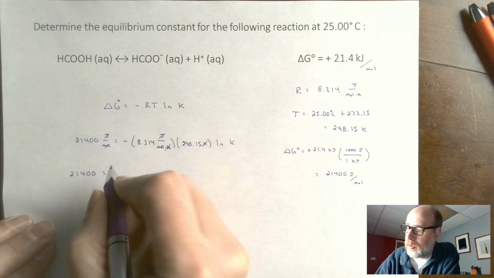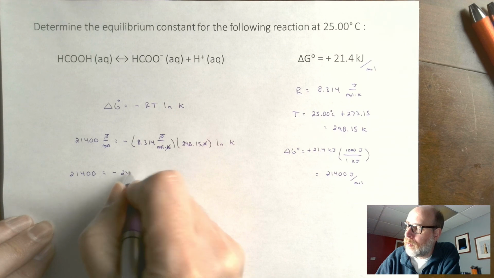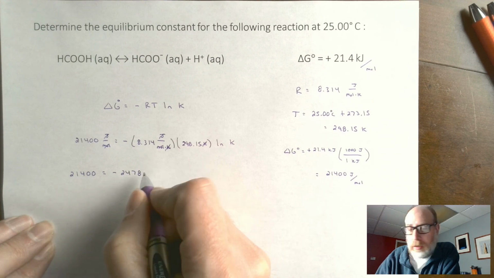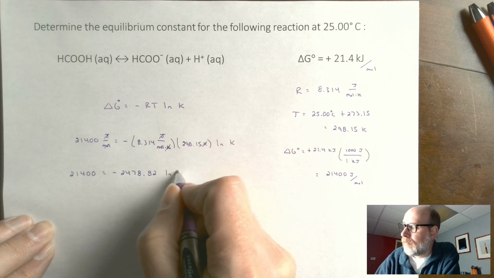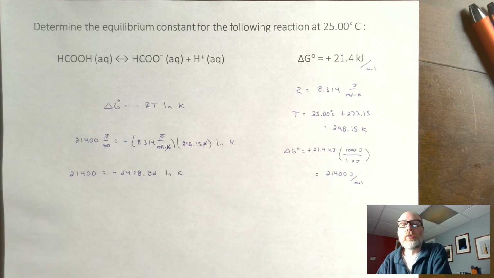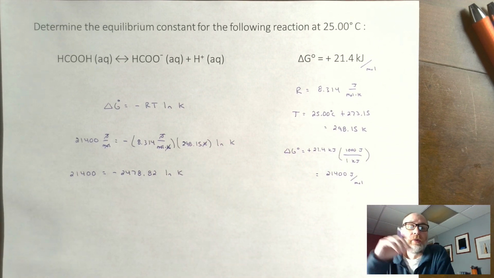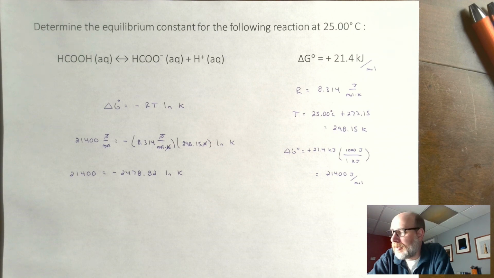21,400 equals minus 2478.82 natural log of K. Again, we're just not worrying a whole lot about significant figures at this point. And I can't tell you how much better it is to do a calculation when you don't worry about sig figs. I know you know that already. If you haven't figured it out, you will have figured it out soon.